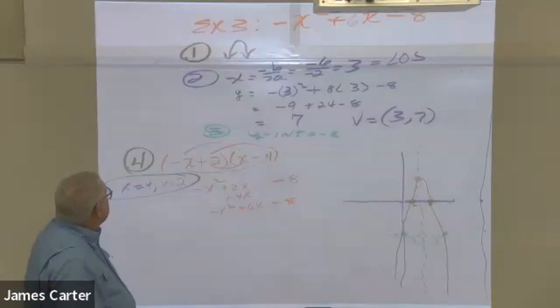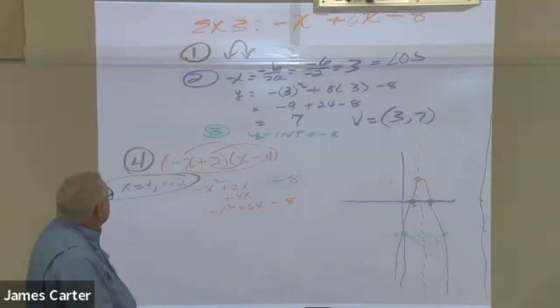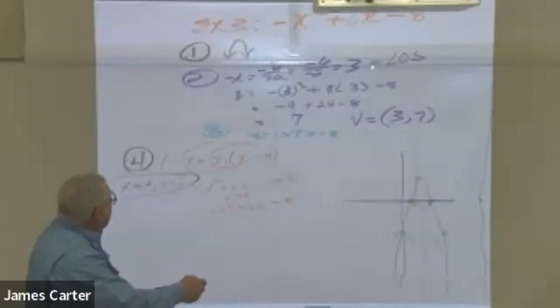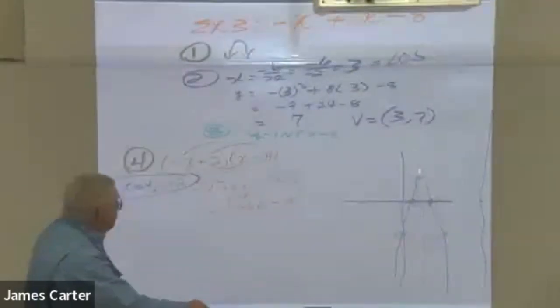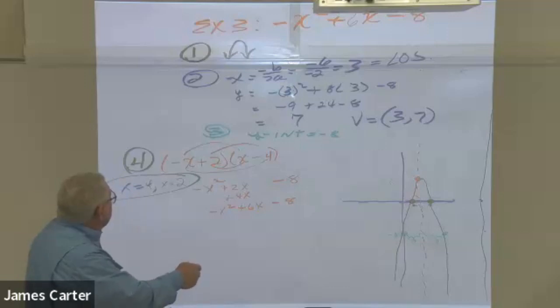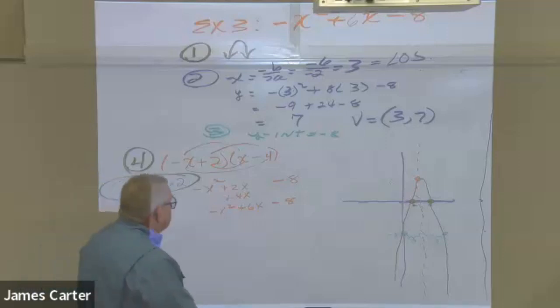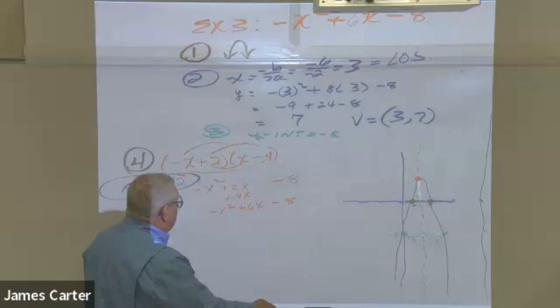Well, here's another one. -x² plus 6x minus 8. I find the line of symmetry, x equals 3. Okay. Now, I plug in that 3, and I get 7 for the y value, so my vertex is 3, 7. So here we go, 1, 2, 3, and up 7. There's my vertex, and there is my line of symmetry.